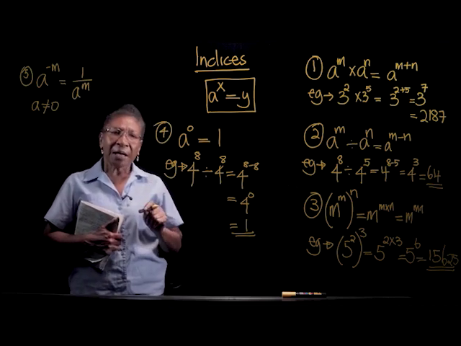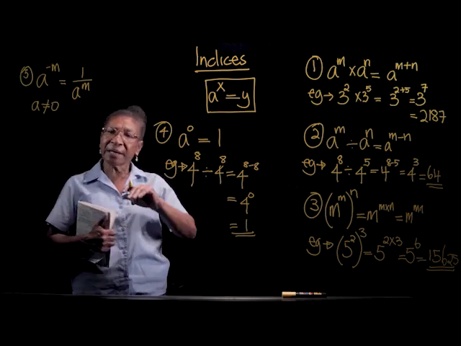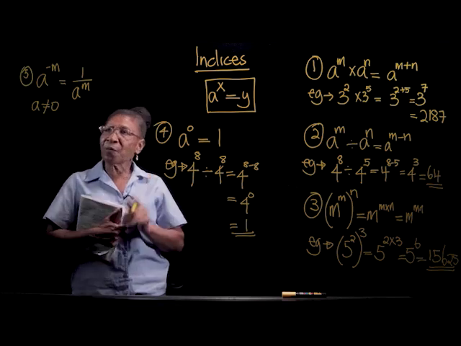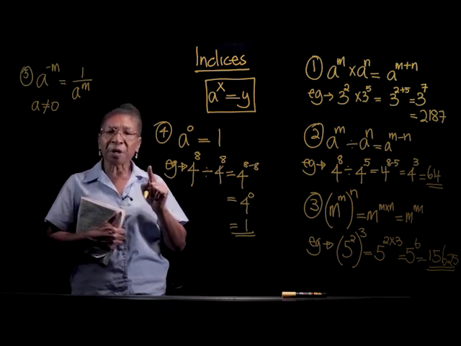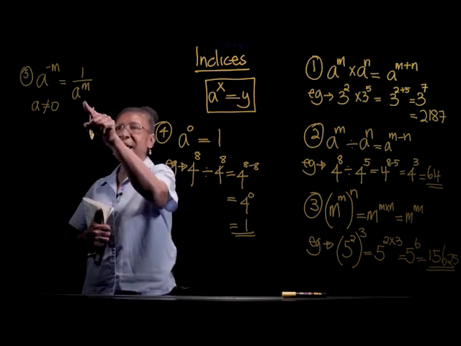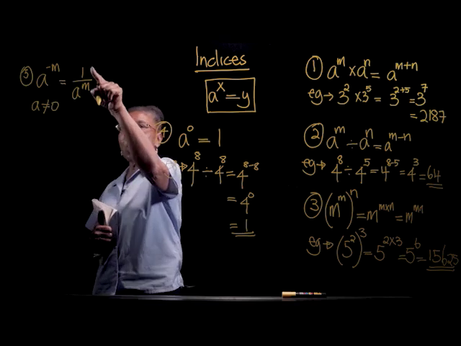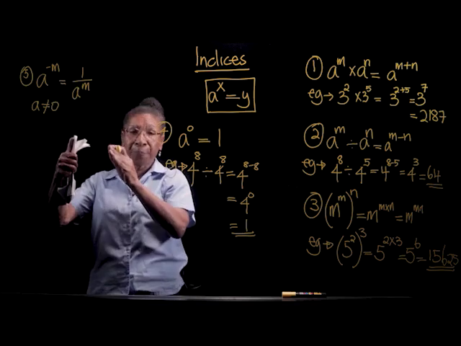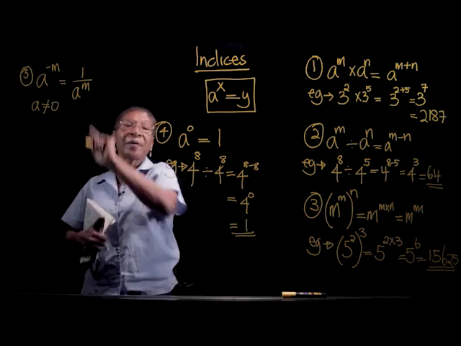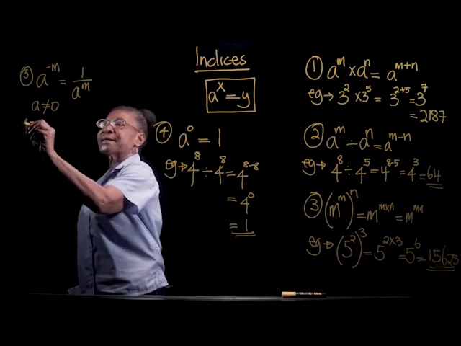A reciprocal is a term that we use to describe a number that is turned upside down. For example, the reciprocal of 2 is a half, 1 over 2. In this case, then, the reciprocal of a to the power of negative m is 1 over a to the power m. In the process, the negative m changes and becomes a positive. Let's look at a numerical example.